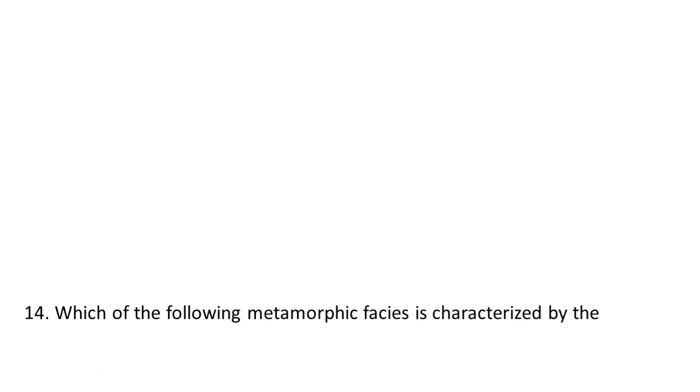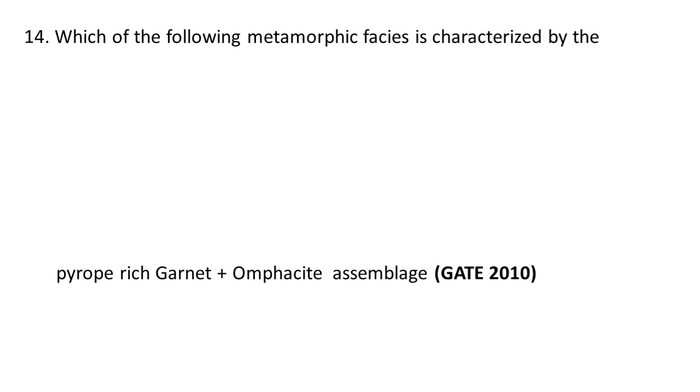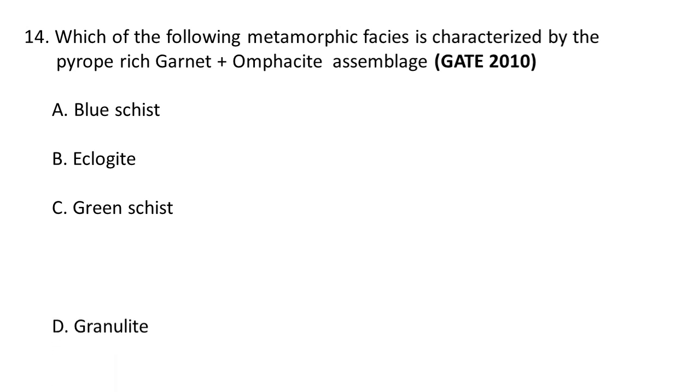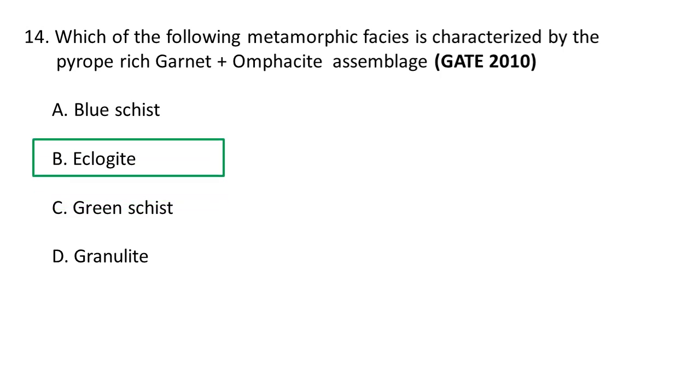Next question. Which of the following metamorphic facies is characterized by the pyrope-rich garnet and omphacite assemblage? So, the choices are A. blueschist, B. eclogite, C. greenschist, D. granulite. So, the correct option is B, eclogite.